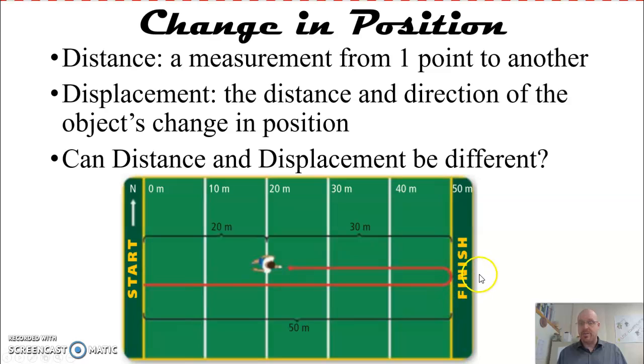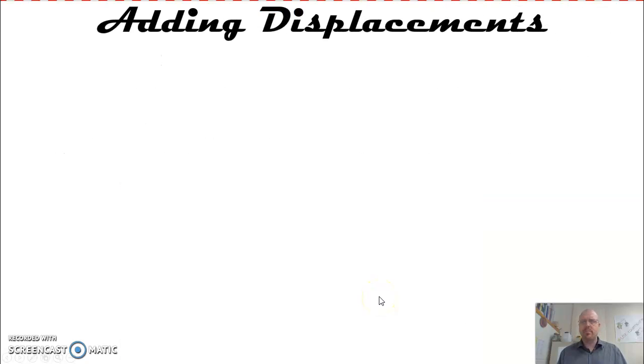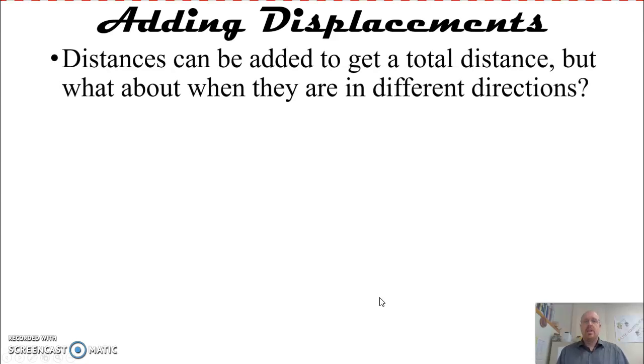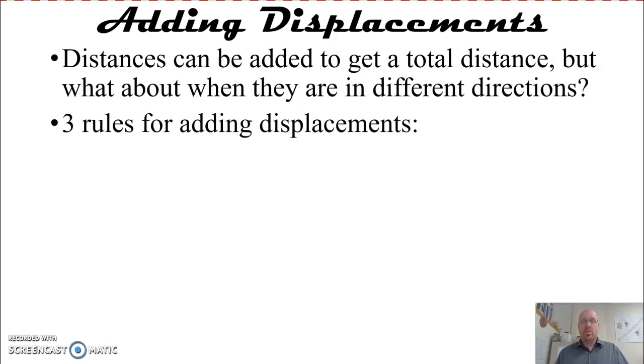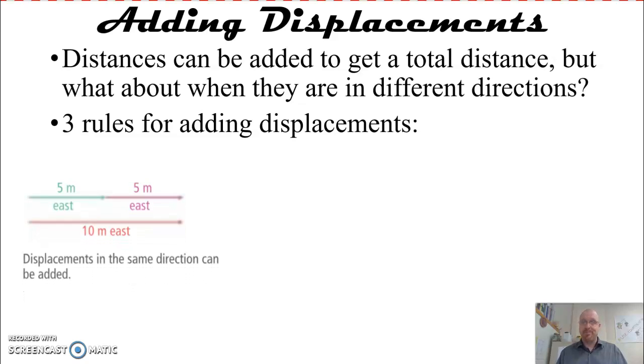It doesn't take into account the fact that he went all the way down to the 50-meter mark and then turned around and came back, okay? So that's how displacement and distance can be different. And we'll have a little bit of practice on that. So when we add displacements, distances can be added to get a total distance. But what about if they're in different directions? How does that work? Well, there's just 3 rules that we have for adding displacements, okay?